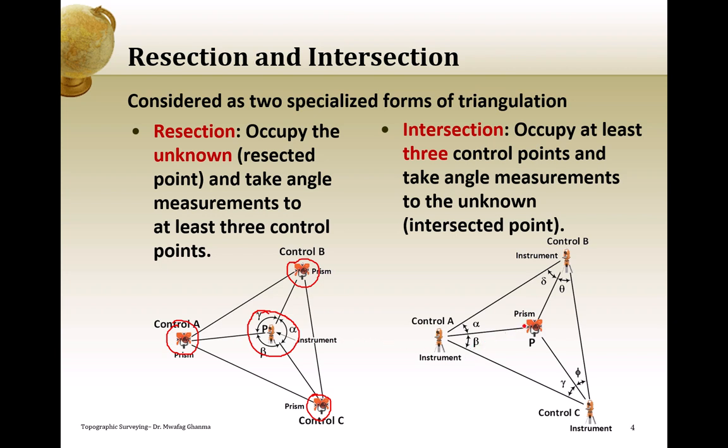Now, for the intersection, we will do the measurements from the control stations, the 3 of them, to the unknown point. So we have 3 control stations. We set up the instruments. We have access to them, but we do not have access to the unknown point to occupy it with the instrument. So the measurements will be the angles to the unknown point from each of the 3 control stations. So this is typically the difference between these two methods.